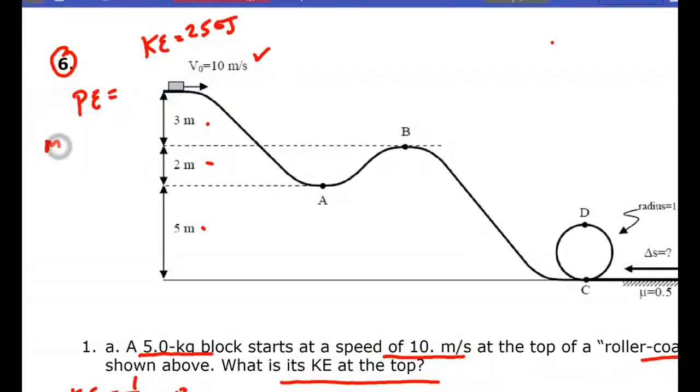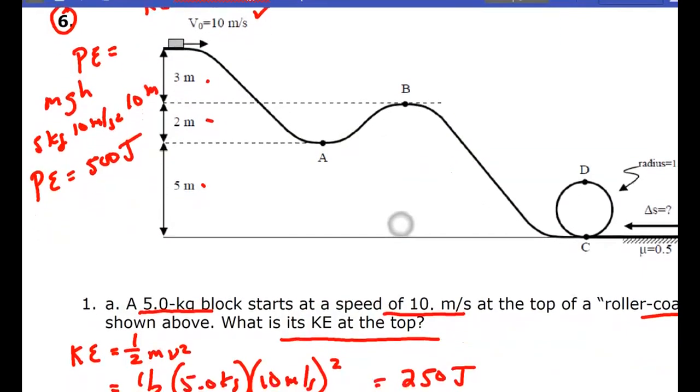So it's mgh, 10 meters high. Whoops. 5 kilograms, 5 kg really should be 5.0, times 10 meters per second squared, times a height of 10 meters. It's got a potential energy of 500 joules at the top, right there. So it's got two energies, potential and kinetic.